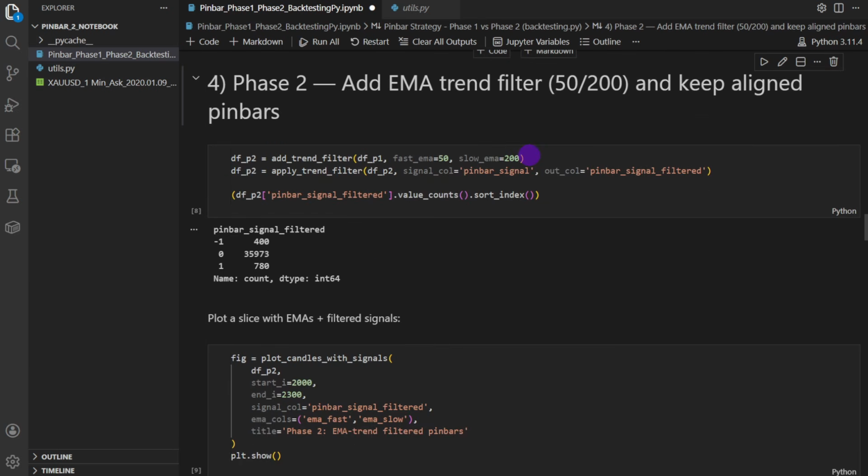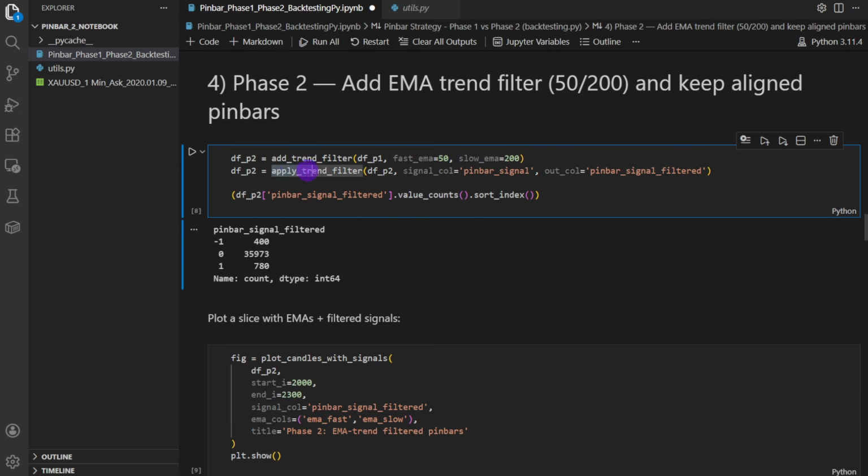Now we move on to the second phase. So that's phase 2. I'm going to add the trend filter. That's a function that's in the utils.py file. I'm feeding the first data frame inside and I'm using the EMA 50 and EMA 200. You can change these. I just took those as an example. This is how easily you can change the numbers here and it's going to compute the EMAs and use those for the simulation and the backtest.